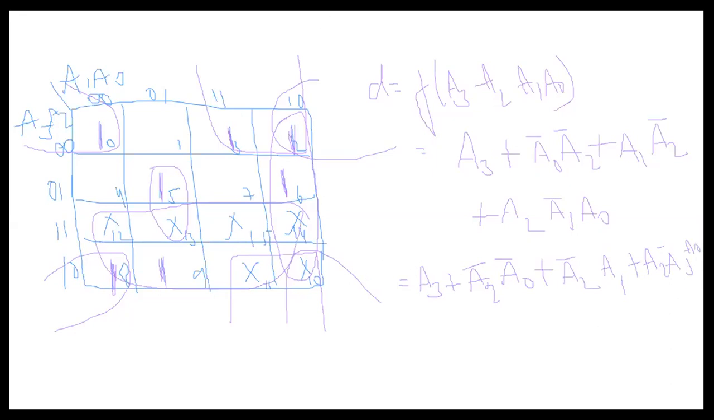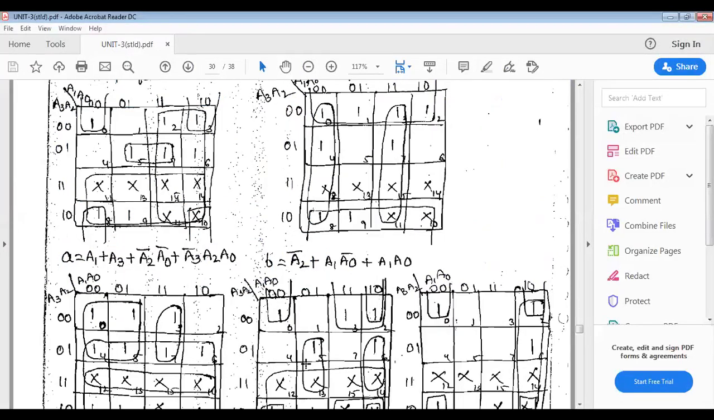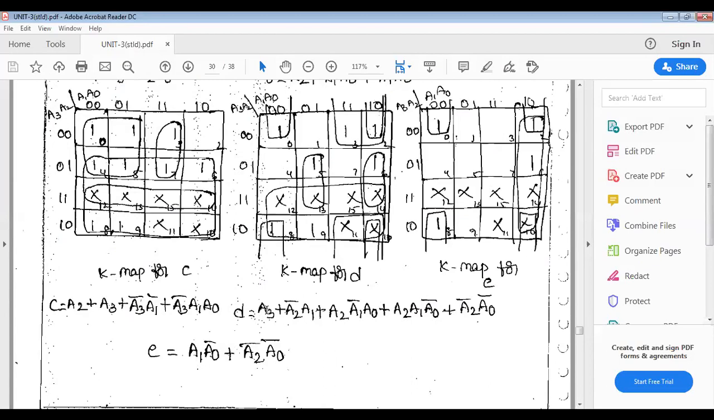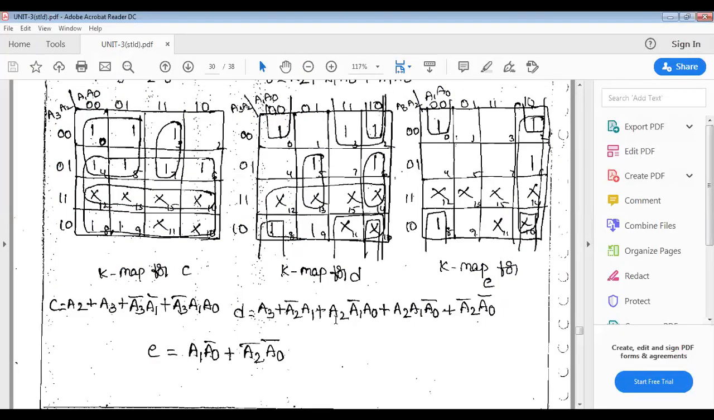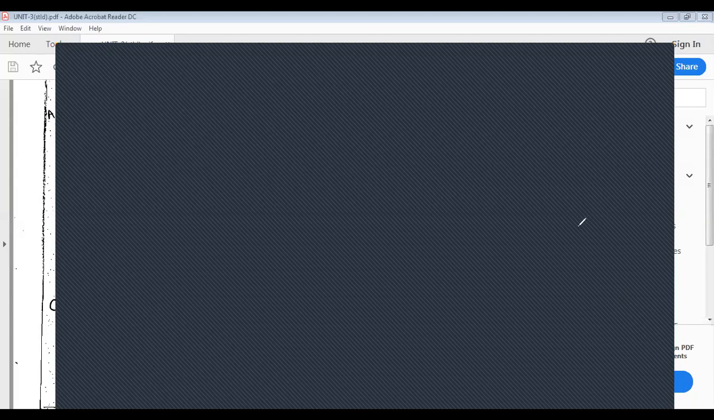So these are the values. See in the material, if any wrong is there, to get D: D is equal to A3. We got A3, and A2 bar A1, these two terms. And the second one, A2 A1 bar A0. This also we got.